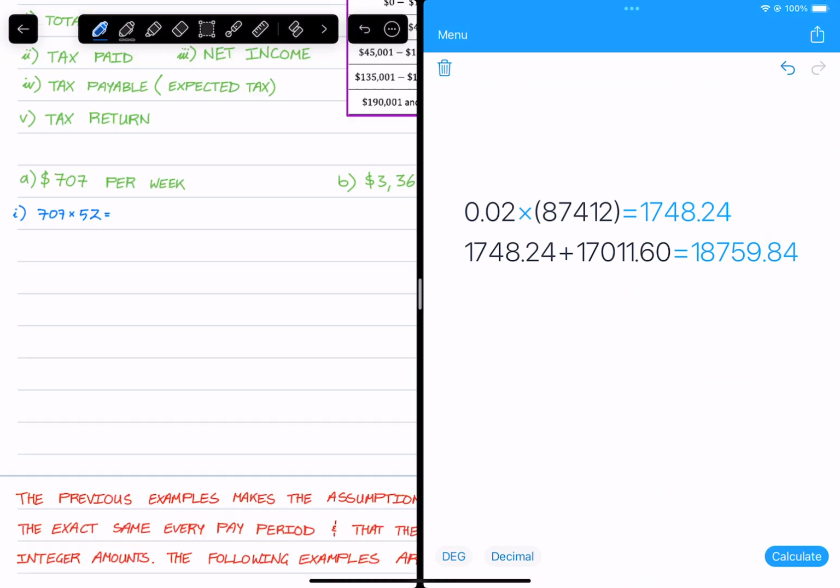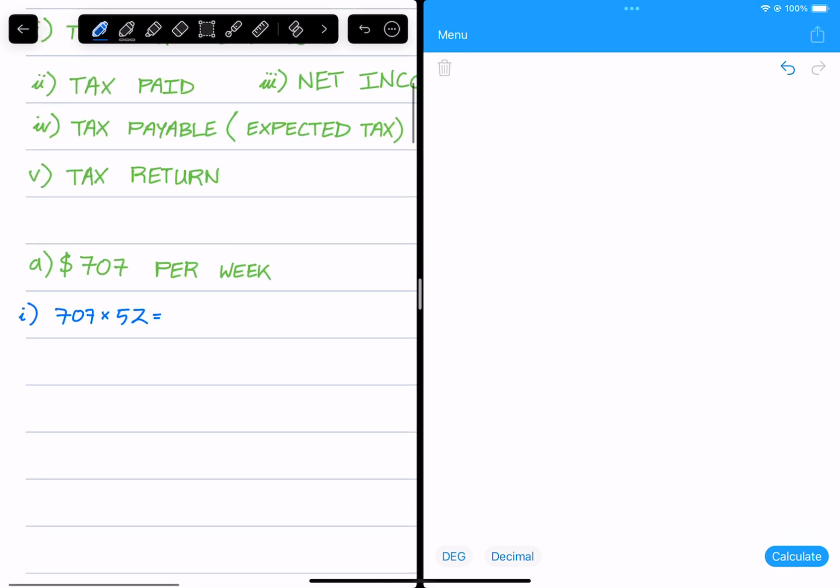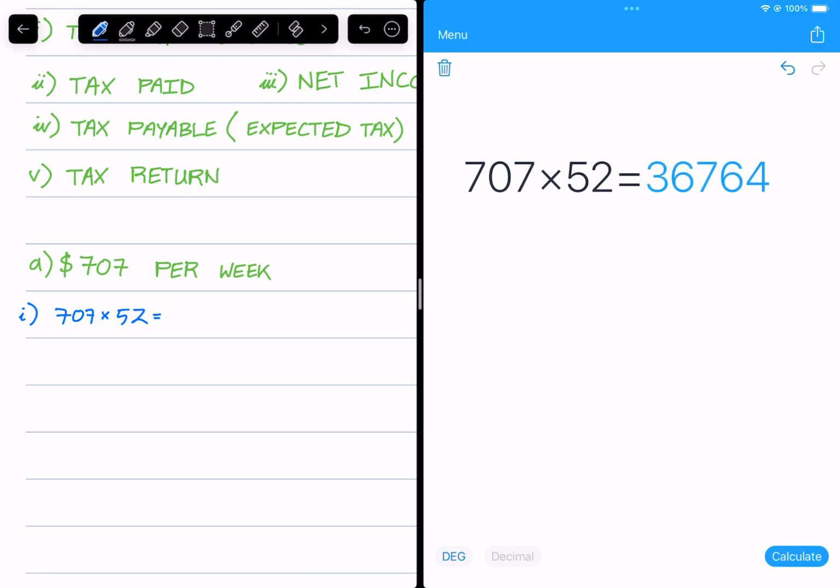Let's take a look here. So 707 times 52. So this person is supposed to earn $36,764. So this is what would have landed in this person's bank account if no tax was taken out.